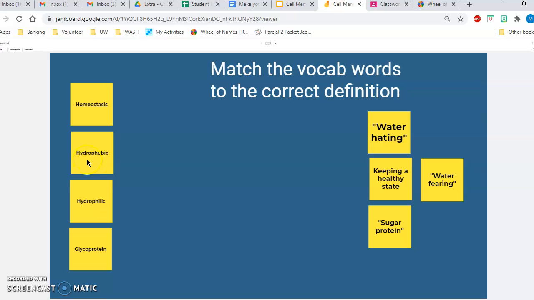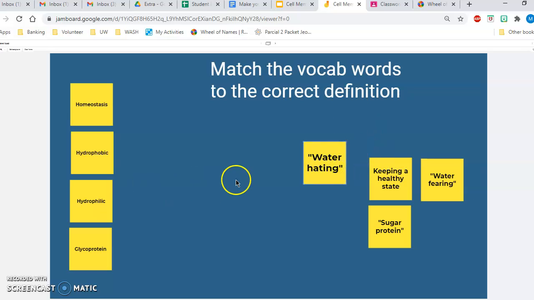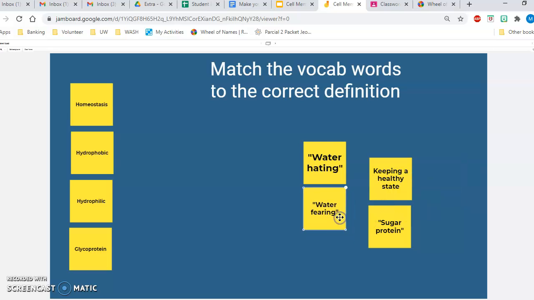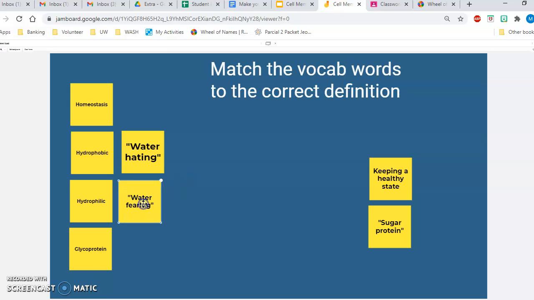Our first one, let's pick, is water hating. So this is our definition. If we look at our root words, we see that these two words both have hydro in it. So hydro, and then we have two definitions that both have water in it. So we can determine that hydro must mean water, and then it's just determining what the end of the word means. Phobic means hating, so hydrophobic is water hating, hydrophilic is water loving.